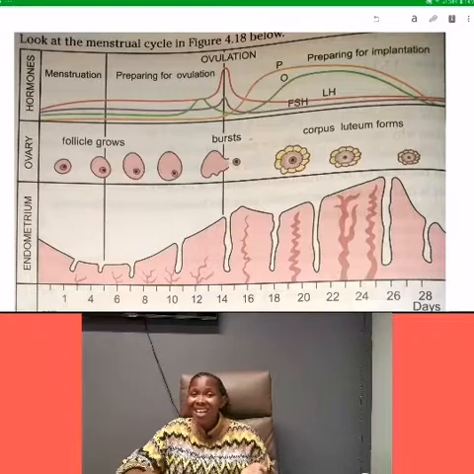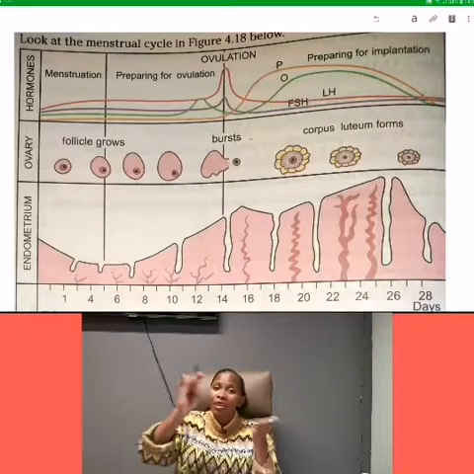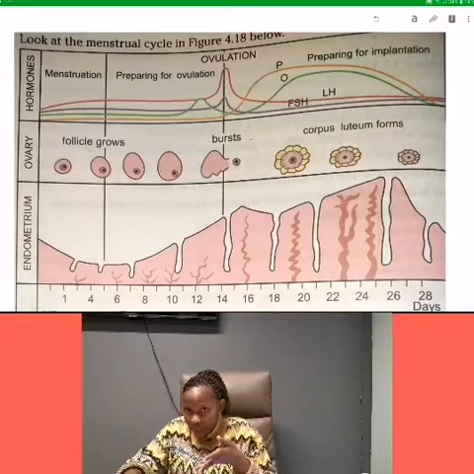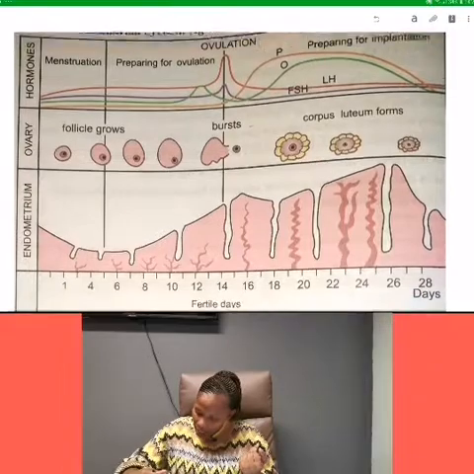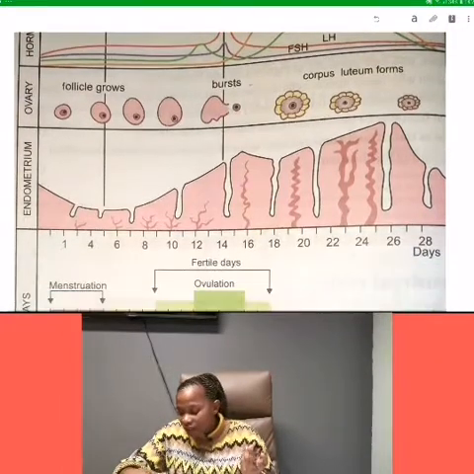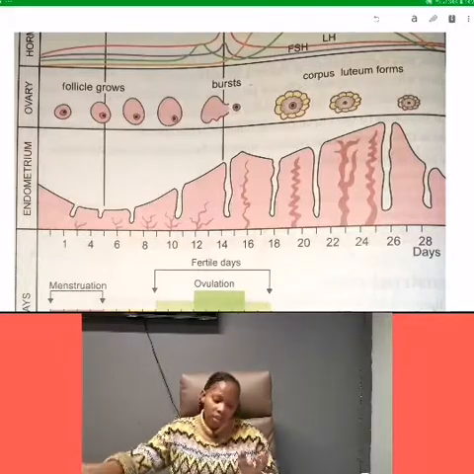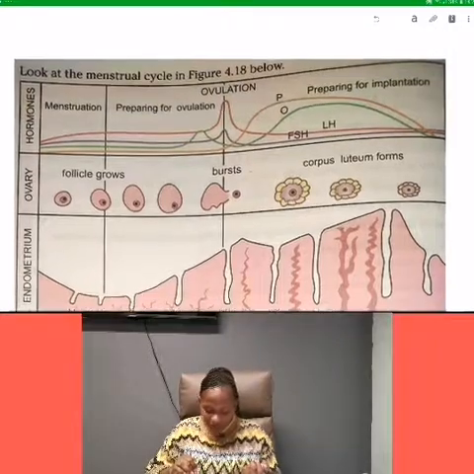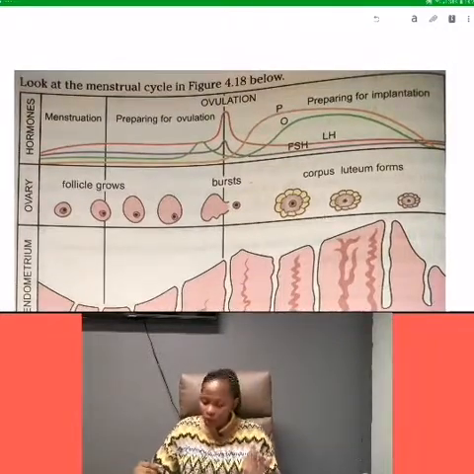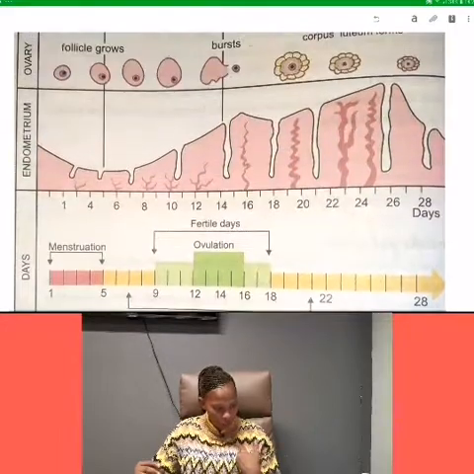So progesterone is inversely proportional to what? To estrogen. Do you understand? By inversely, I mean when one grows, the other one decreases. And this is a preparation for implantation. After day 28, if fertilization did not occur, then it goes back to our first stage, which is menstruation.